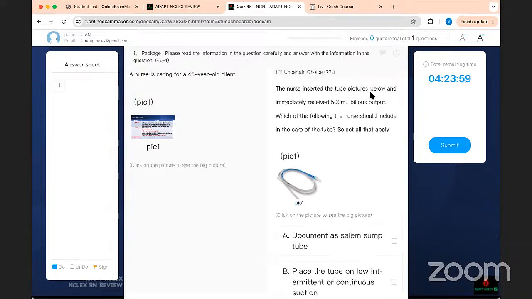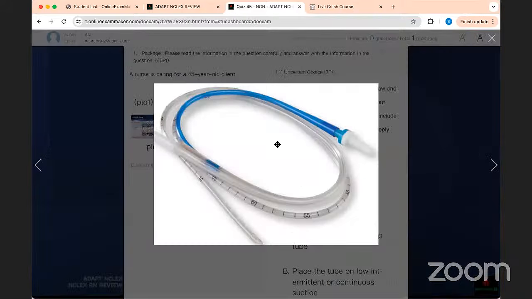And next, the nurse inserted the tube pictured below and immediately received 500 mL of bilious output. Which of the following should the nurse include in the plan of care? So we inserted this kind of tube. Look at it carefully. You see there's a blue cap here. You go here, and then this is where you go to the NG tube. This goes to the suction, and this goes to the patient's abdomen and into the stomach.